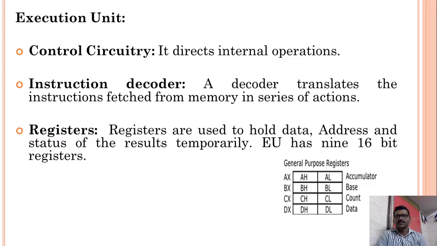We started with the features of the 8086 microprocessor and its architecture. The most important point is that the architecture of the 8086 microprocessor is divided into two parts: the bus interface unit and the execution unit. Both units work independently, so the system throughput will be increased and the speed of operation will be increased. So this is all about the 8086 microprocessor.